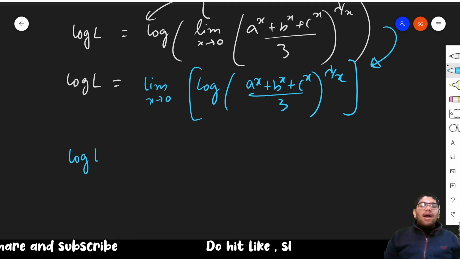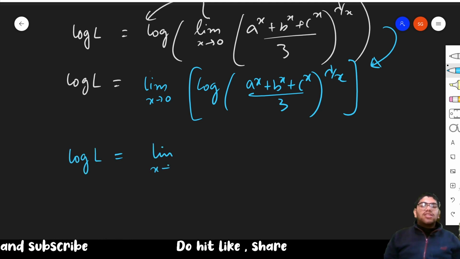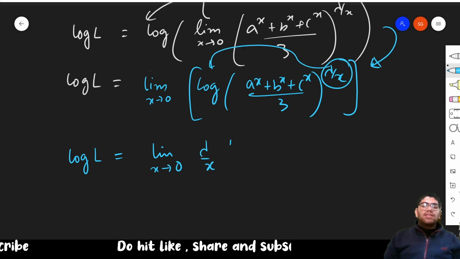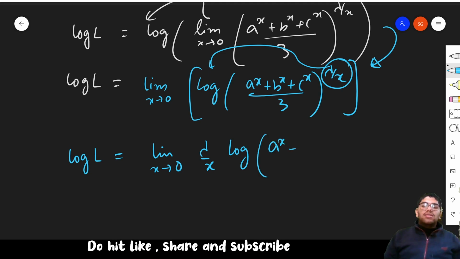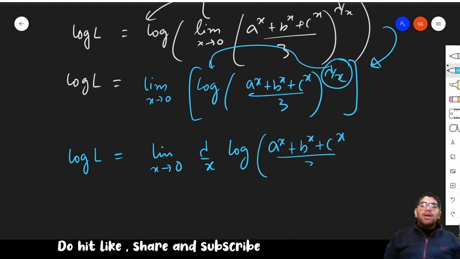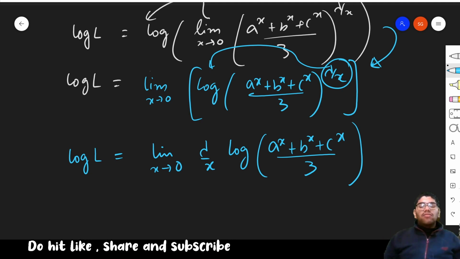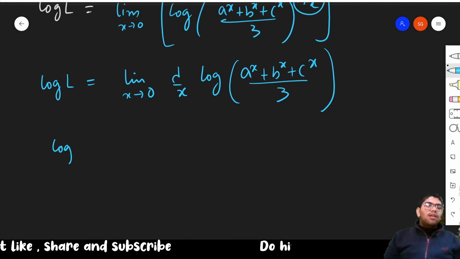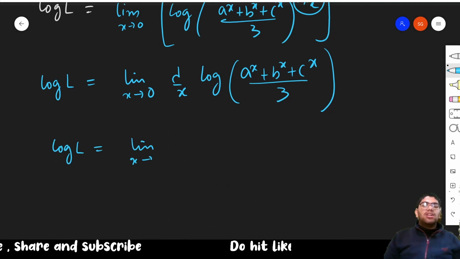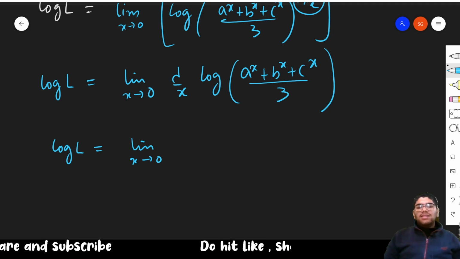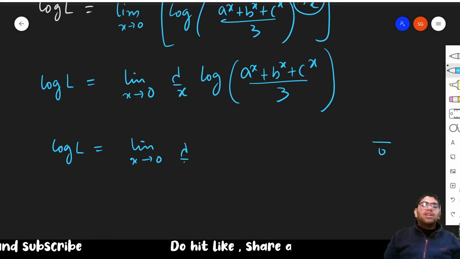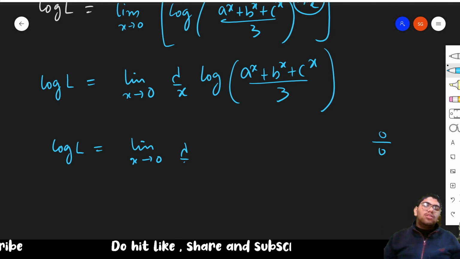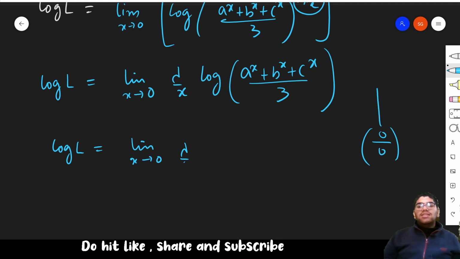Anyways, I can simply say that log L is equal to limit x tending to 0. Okay, so this power can actually come down. So this is lambda by x times log of (a power x plus b power x plus c power x by 3). Now let me check which form it actually reduces to. So log L reduces to limit x tending to 0, and since this is lambda by x, the denominator will be 0 and the numerator will contain log of 3 by 3, that is log 1, which is actually 0. So this is now a 0 by 0 form.